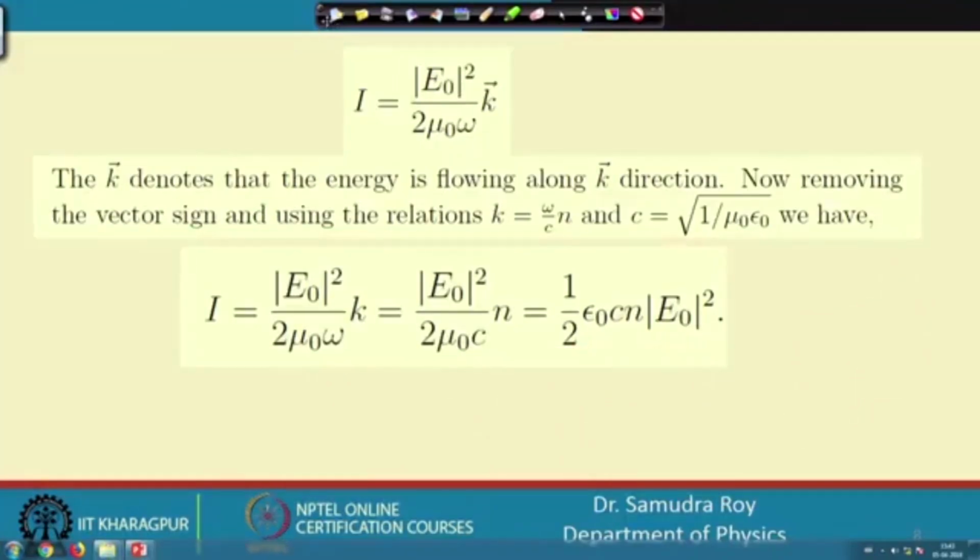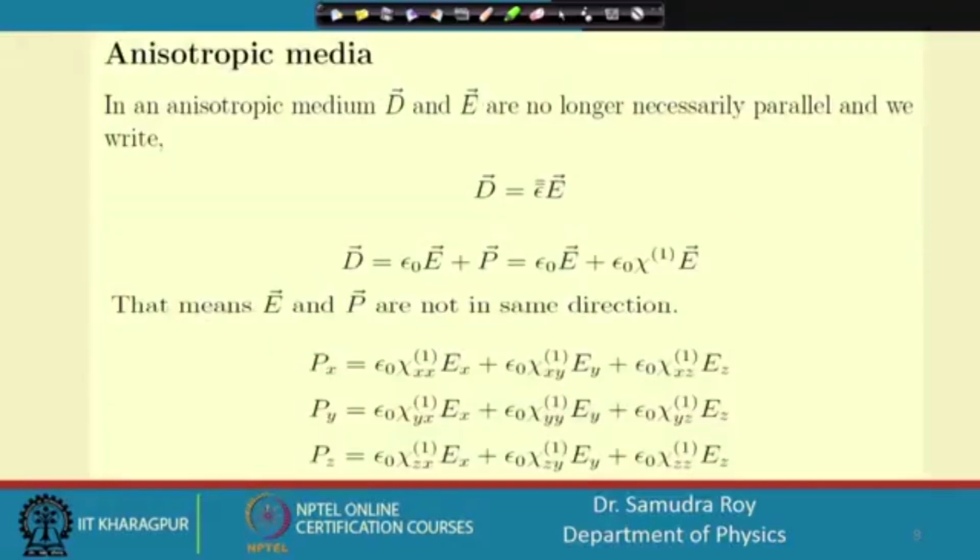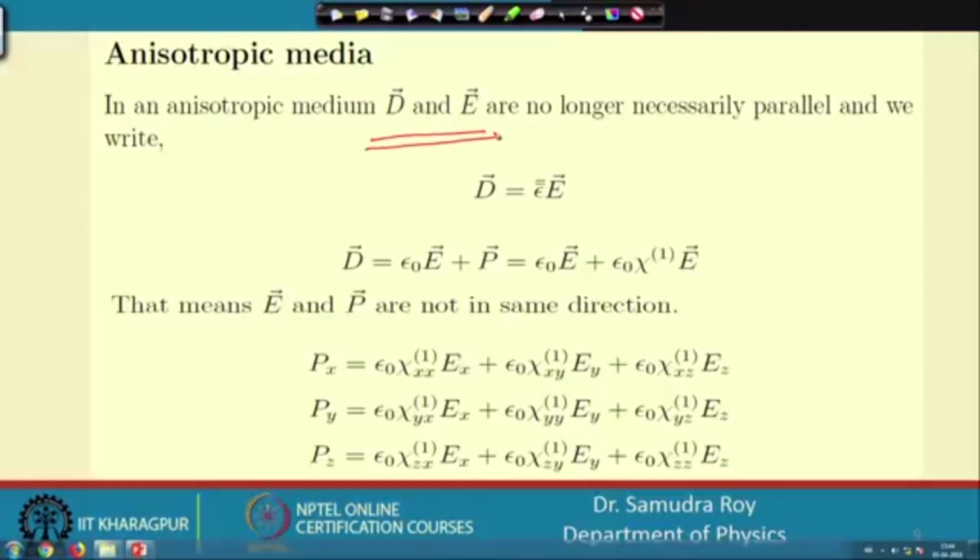So, you should remember this expression, and this expression tells us how the intensity is related to the electric field. Okay. Finally, the anisotropic medium. We will just introduce today what the anisotropic medium is, and in the later class we will discuss in detail what anisotropic is and what the consequence of that is. So, in an anisotropic medium, the physical property depends on the direction. So, in all directions the physical properties are not the same.